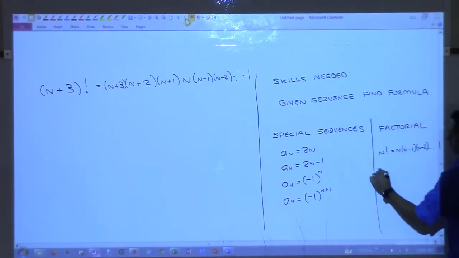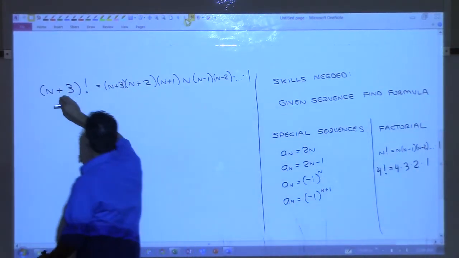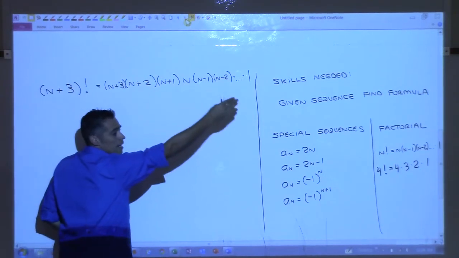So like when we did 4 factorial as an example, this just means 4 times 3 times 2 times 1, and that's where you stop. So if we say n plus 3 factorial, what we mean is n plus 3 times n plus 2, and you just go all the way down to 1.